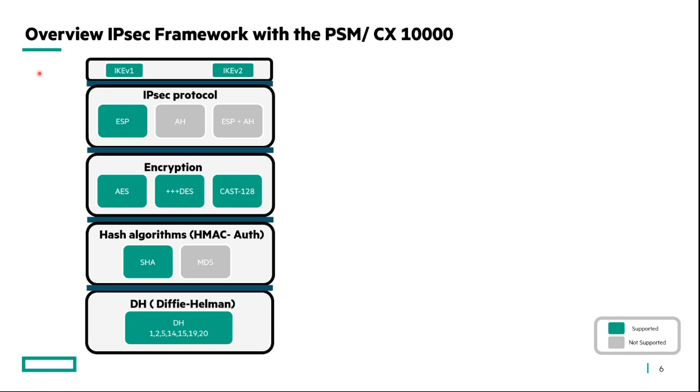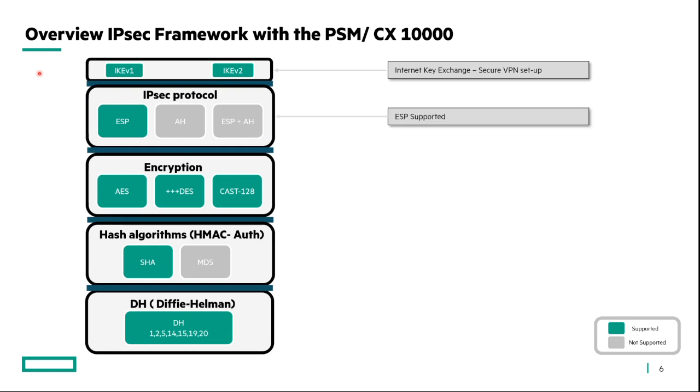So an overview then of the IPsec protocol framework which is supported with the PSM and the CX 10,000. The supported items are highlighted in green. First up is IKE, Internet Key Exchange V1 and V2. It's a tunneling protocol that establishes a secure VPN communication between VPN devices and defines negotiation and authentication processes for IPsec security associations. V2 is better than V1. V2 supports more features, is faster, and is generally more secure, so V2 is preferred.